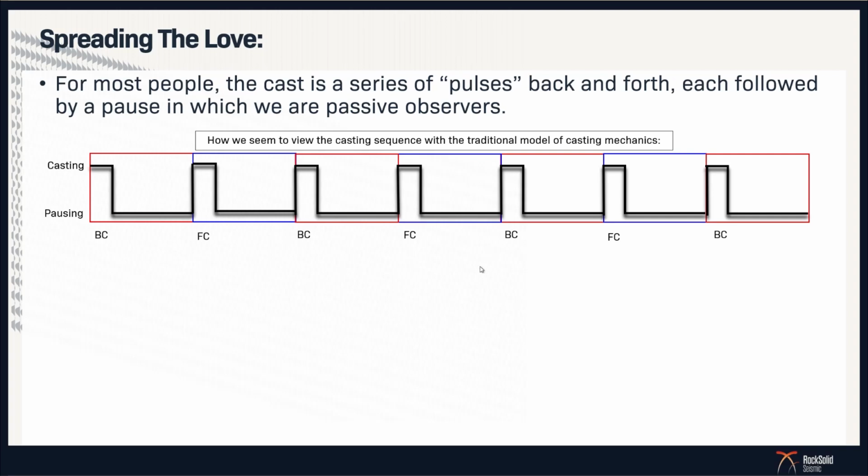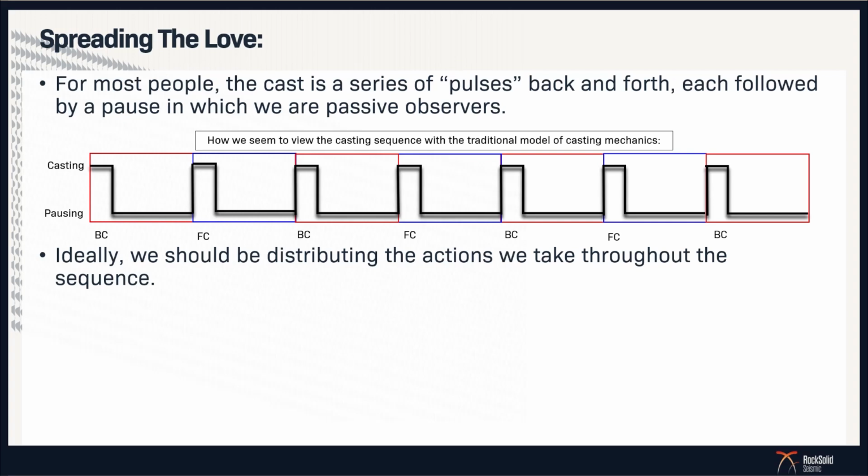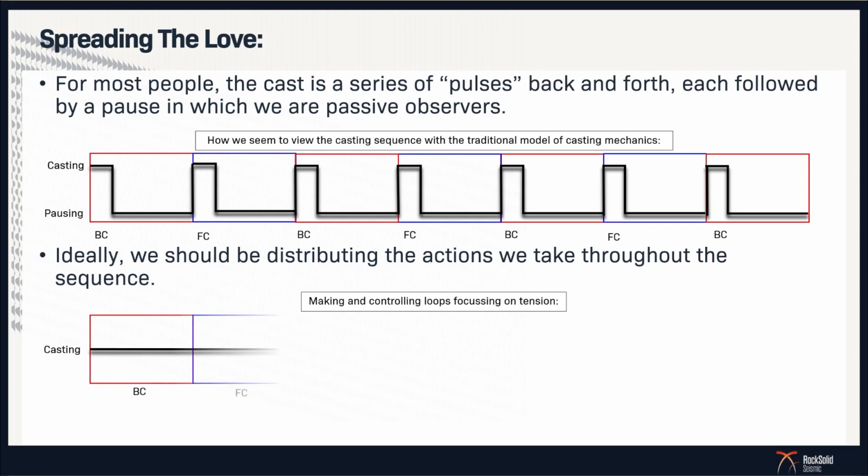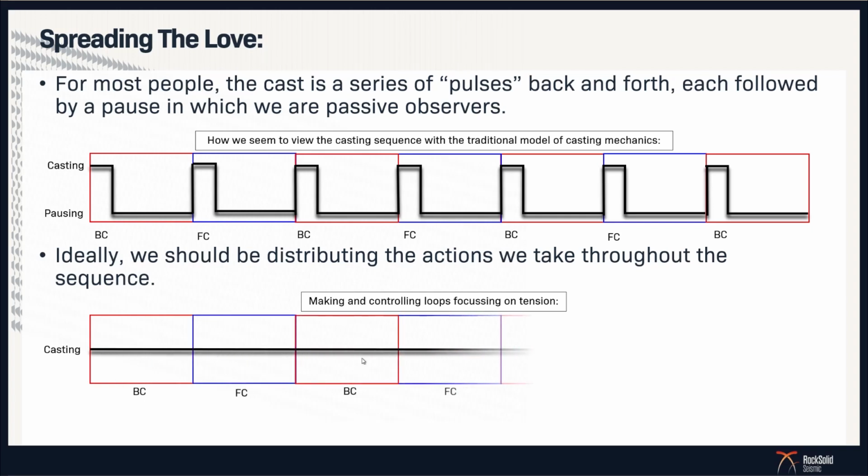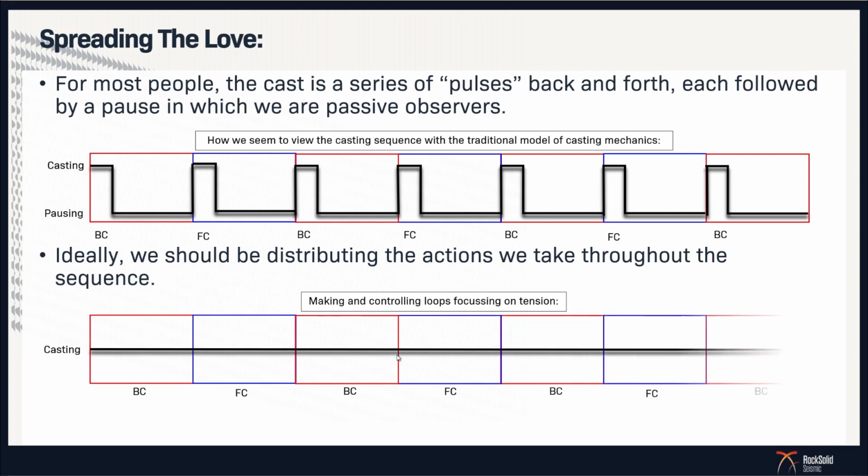I don't think that's a terribly good way of thinking about how we actually should be casting. We should be distributing the actions we take throughout the cast, concentrating not just on making the stroke, but doing something between the strokes. So we should be casting and then waiting and casting and waiting, but it's all part of the same thing. We are not just casting and waiting, we're casting and doing something. And that doing something is actually maintaining tension or even increasing tension.